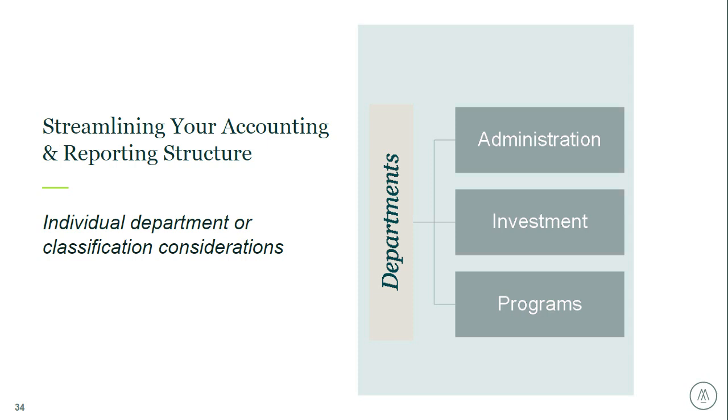And so the three listed here are pretty common on the private foundation side. We have administration, investment, and programs. And again, this type of information is required to be reported on the return. So really just having it already built into your accounting system and tracking it up front is extremely helpful, so then you don't have to go back and do it annually at year end when tax time comes.